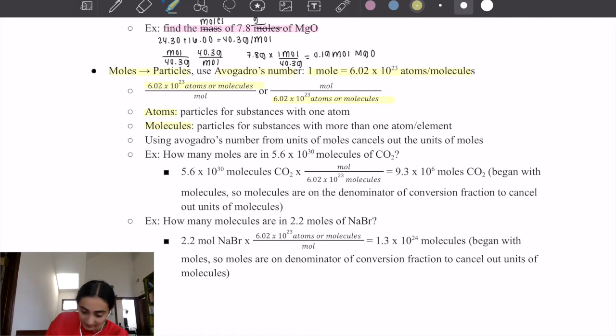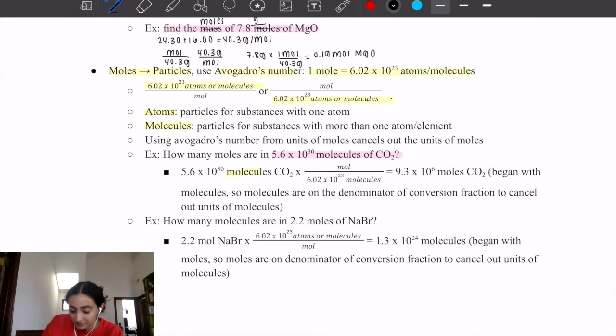So let's look at some example problems. I'm not going to do these. I'm just going to talk you through them. Let's say you have how many moles are in 5.6 times 10 to the 30th molecules of CO2. So we are starting with molecules and we are trying to find moles. So we know that molecules need to cancel out. So I'm going to use the conversion fraction with molecules on the bottom.